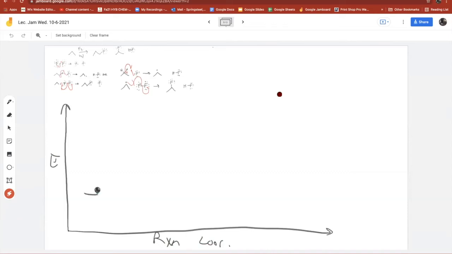Start off with F2. It's endothermic to make the fluorine radical because you're only breaking bonds. That's got to be endothermic. Takes energy to break bonds. And then the next step is exothermic. And that's where it differs from bromine.